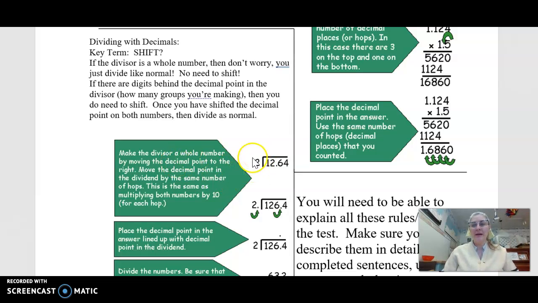So first on this example, you'll see that our divisor is not a whole number. It's 2/10. And I don't want to deal with tenths, I want to deal with whole groups, because the answer in division is how much does one whole get? I don't have a whole right now. So I will make that divisor a whole number by moving the decimal point to the right. I move the decimal point in the dividend by the same number of hops. This is the same as multiplying both numbers by 10. So for each hop, it's a multiple of 10.